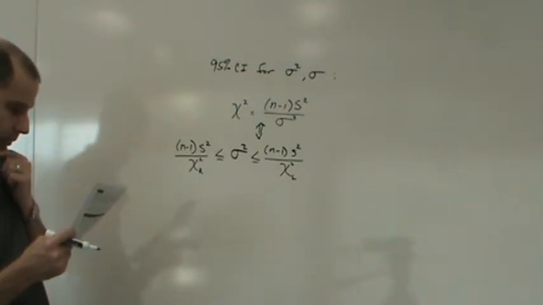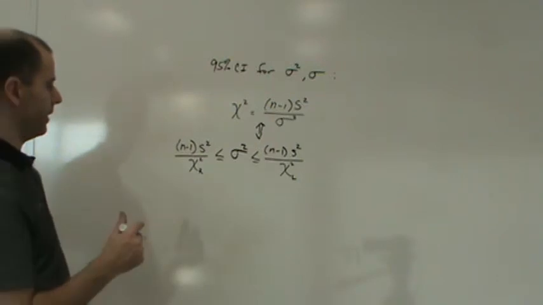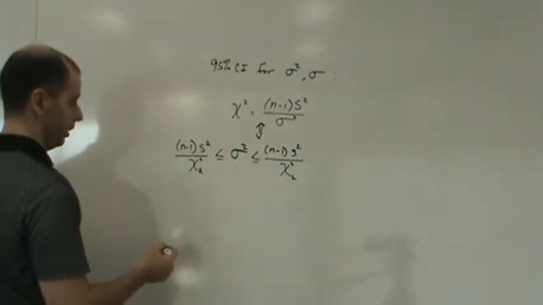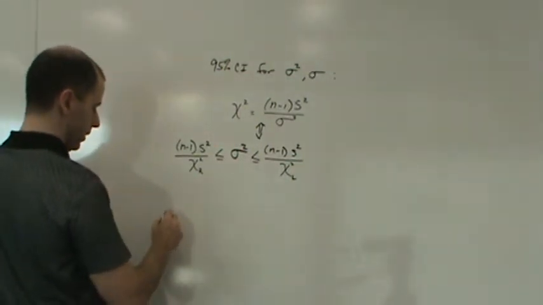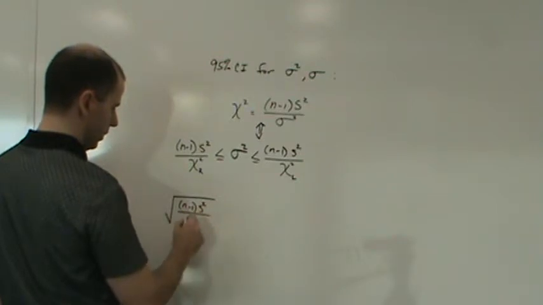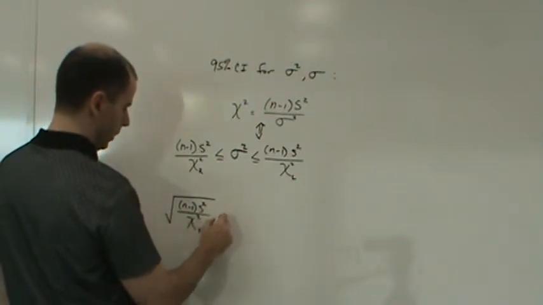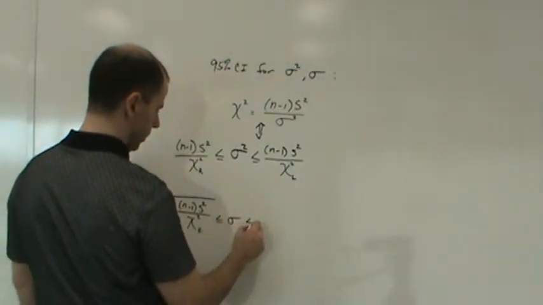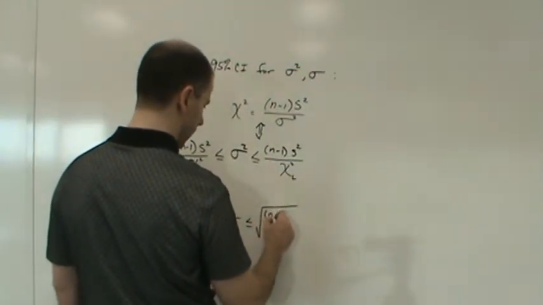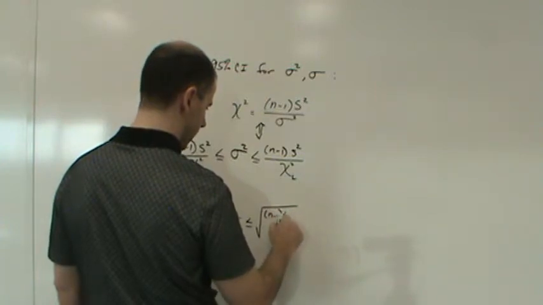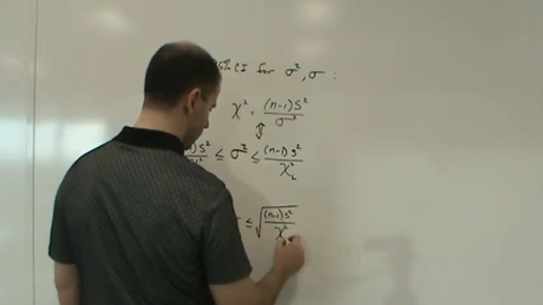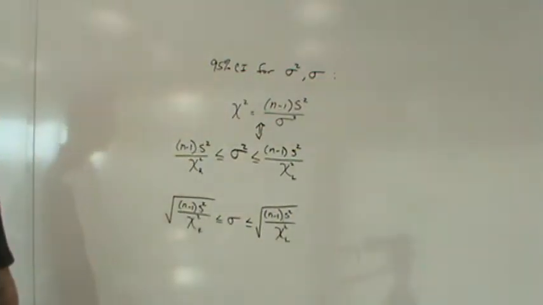Let me see if there's anything else. So now this is the confidence interval for the variance. Well, what if I wanted the confidence interval for the standard deviation? Well, all I'm going to do is square root all three pieces. So it'll just become the square root of n minus 1 times s squared divided by chi-squared r is less than or equal to sigma, which is less than or equal to the square root of n minus 1 times s squared over chi-squared l. So that's the only difference, okay?